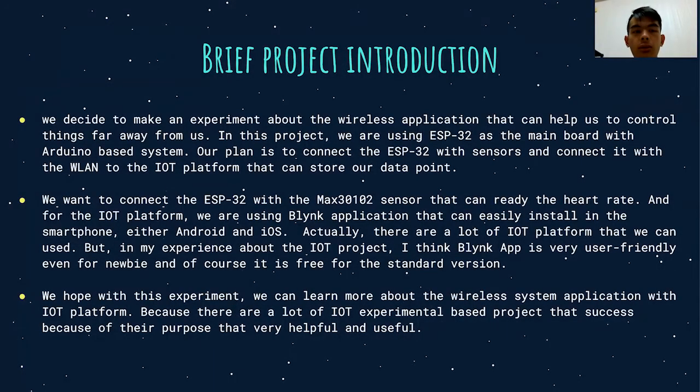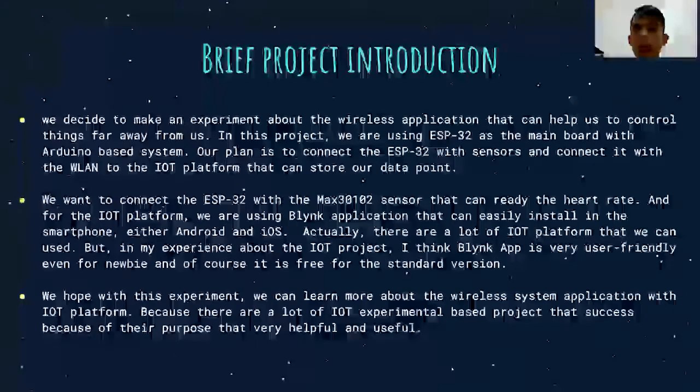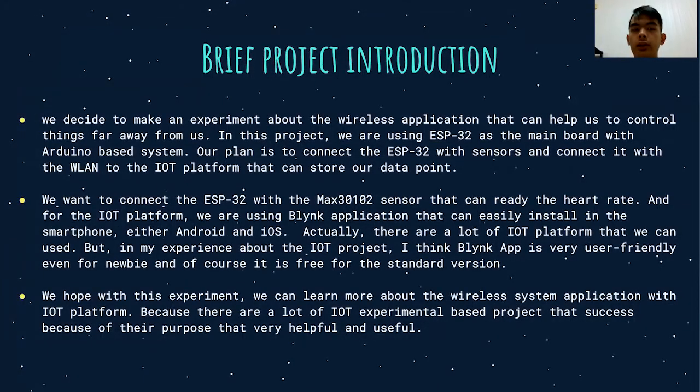And the second one, we want to connect the ESP32 with the Max sensor that can read the heart rate. And for the IoT platform, we are using the Blink application that can easily be installed on a smartphone, either Android or iOS. Actually, there are a lot of IoT platforms that we can use. But in my experience with IoT projects, I think the Blink app is very user-friendly, even for newbies, and of course, it is free for the standard version.